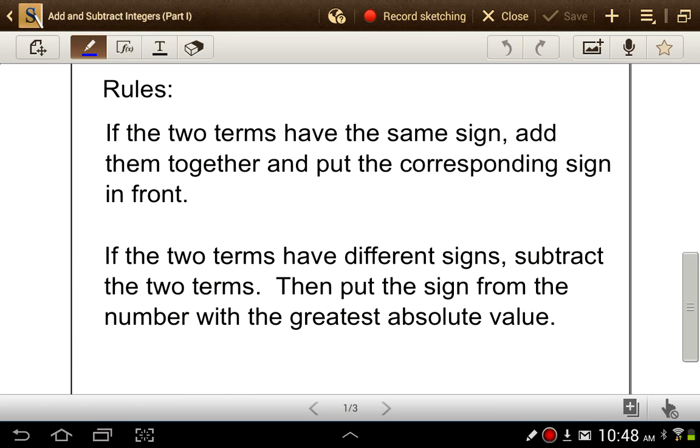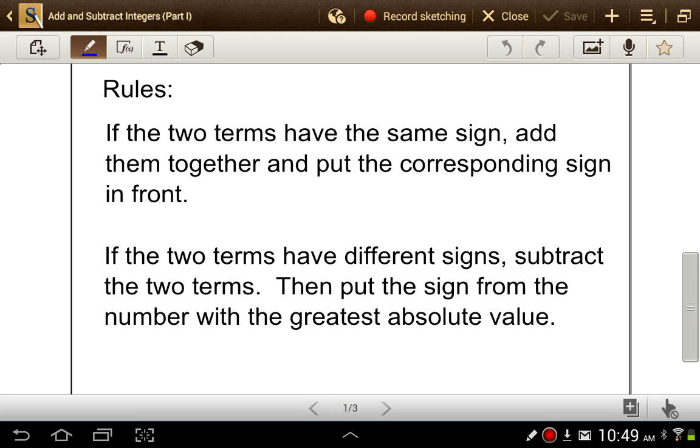We have rules. If the two terms, the two numbers we're adding together, have the same sign, both positive or both negative, you add them together and then you put the corresponding sign in front, which means if they're both positive, you put the positive sign in front. If they're both negative, add them together and put the negative sign in front. So it should be easy if they have the same sign. Just add them together and put that sign in front of it.